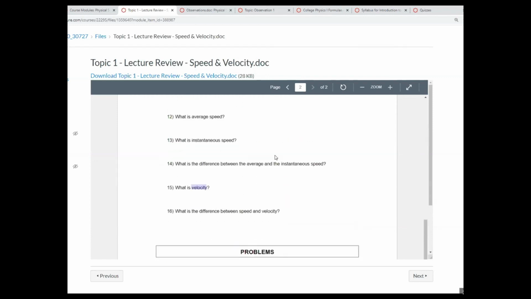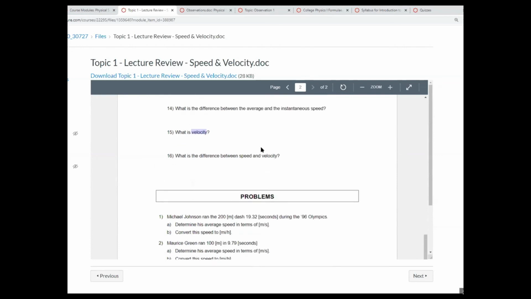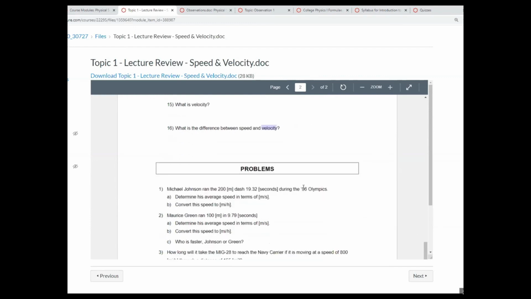What's velocity? Velocity is a combination of speed and the direction of that speed. So what's the difference between speed and velocity? Speed is how fast, the velocity is also which direction. So speed tells you how fast the object is moving. Velocity is also going to tell you the direction of that motion. 60 miles per hour is your speed. 60 miles per hour up north is your velocity.